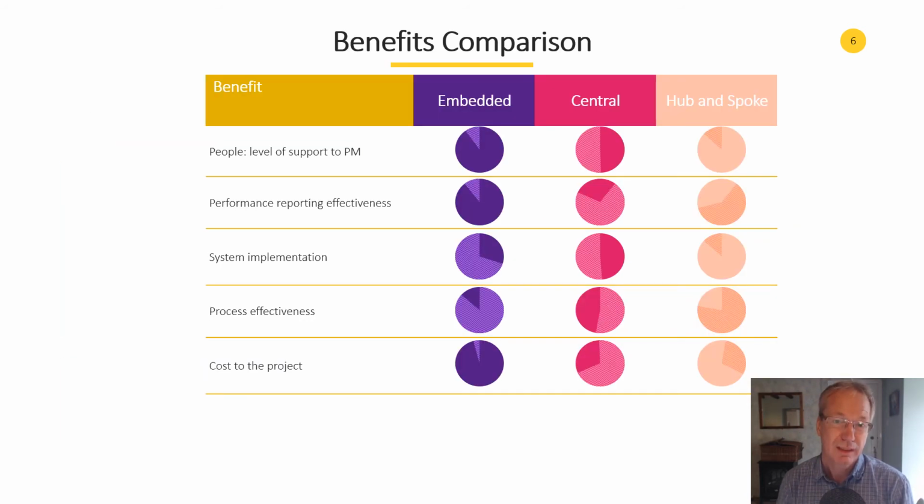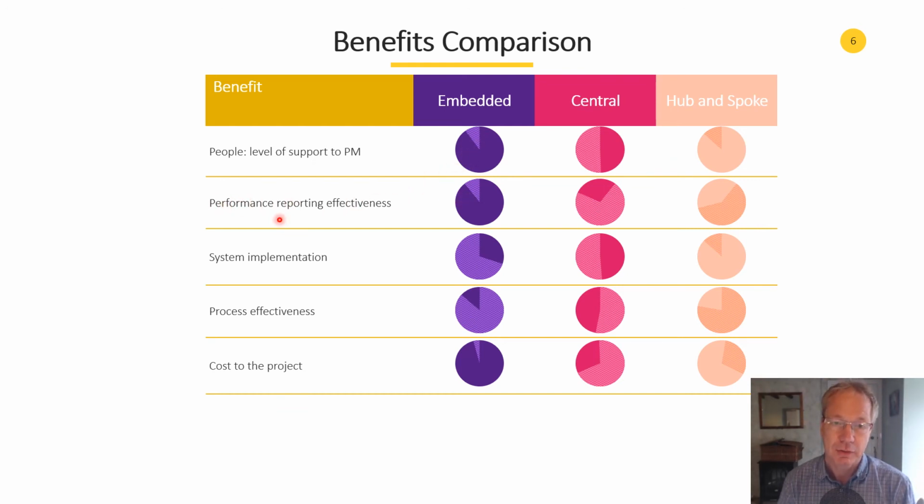So let's compare these really. So the level of support to the PM. So embedded, really, because you've got that embedded team, they give lots and lots of support. Central PMOs, it's quite difficult because you're supporting lots and lots of projects, and a hub and spoke could be, you can sometimes see an embedded PMO combined in a hub and spoke as well. So you might have that central hub, but a mega project that also has an embedded team.